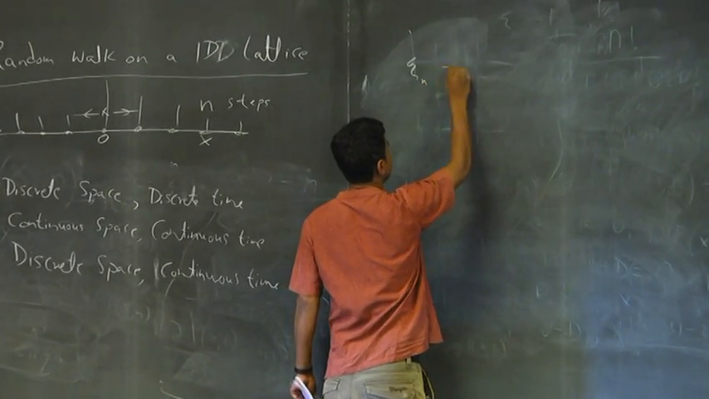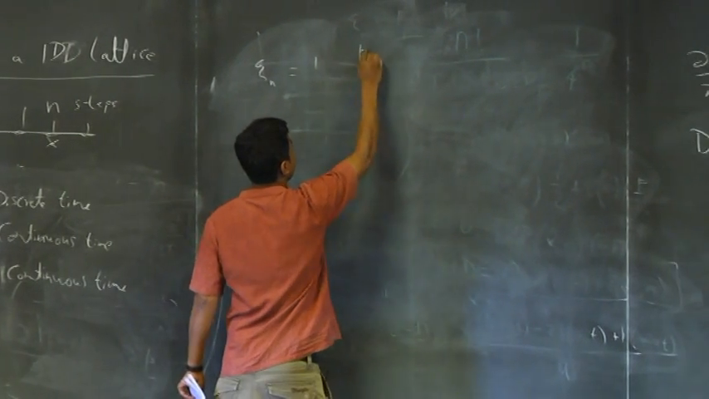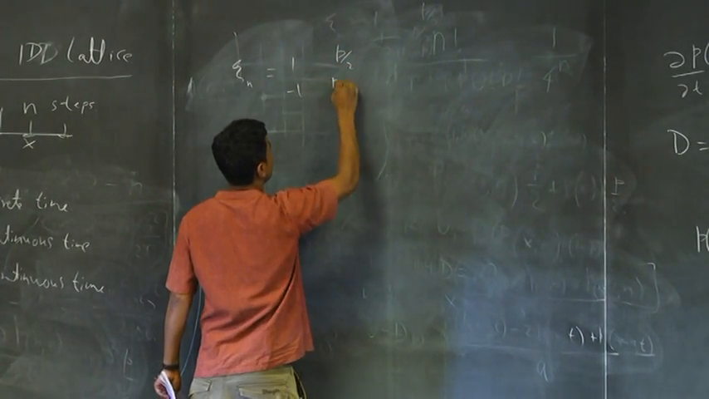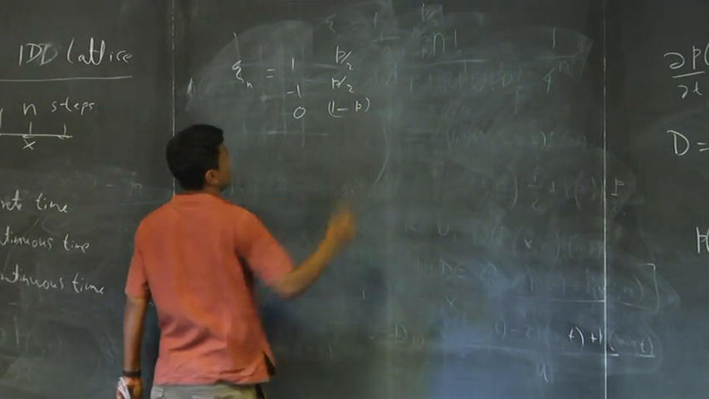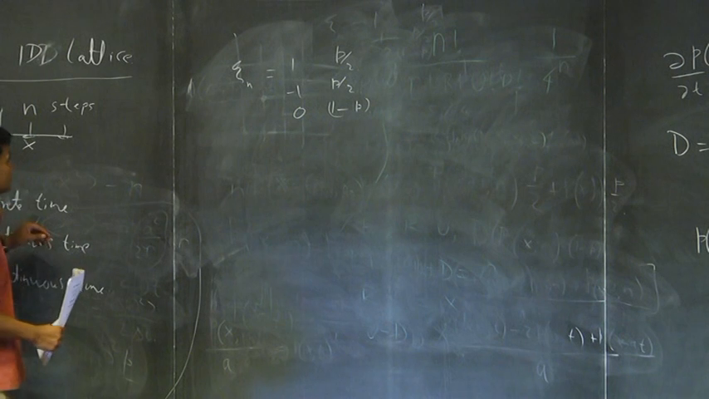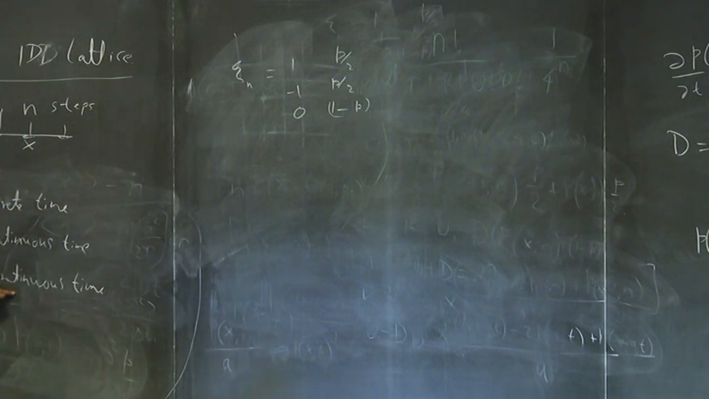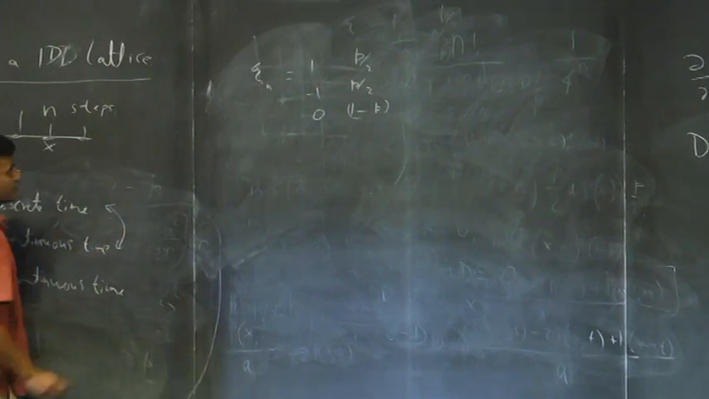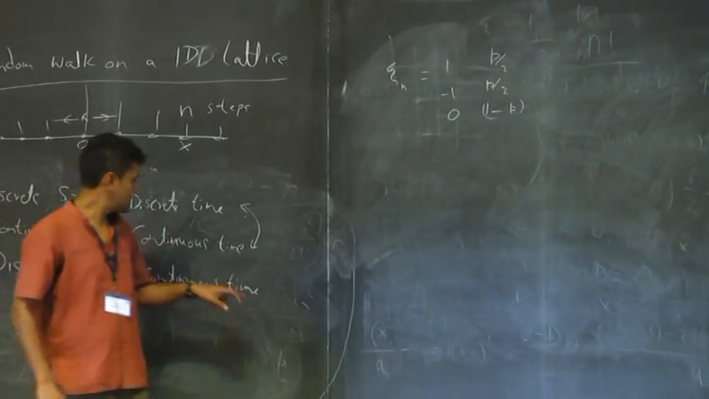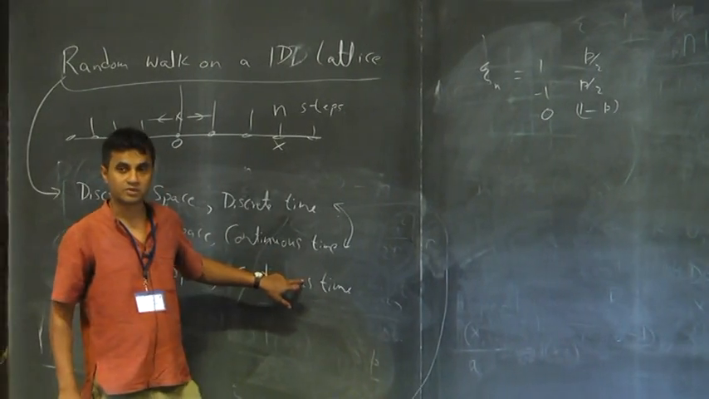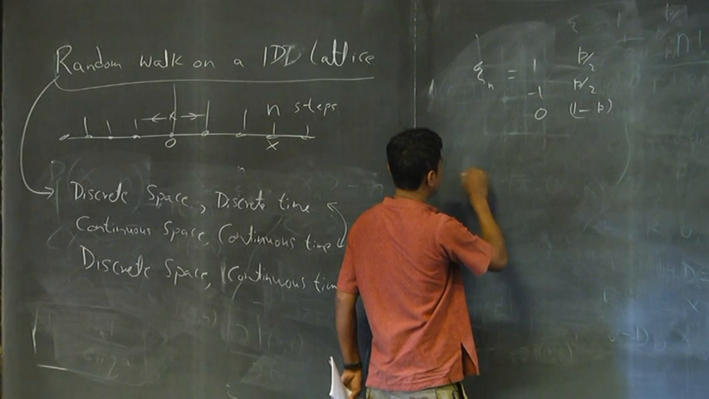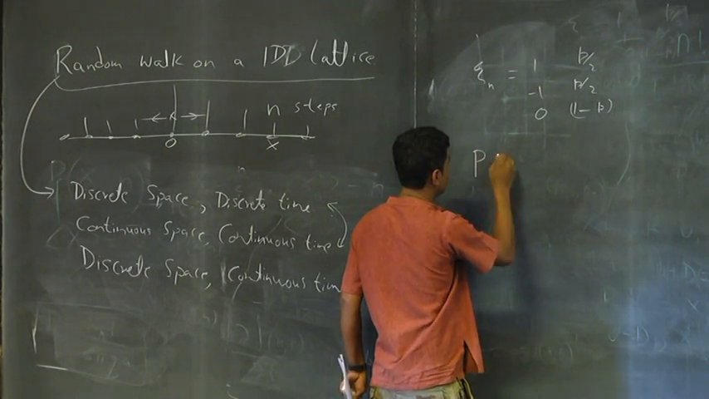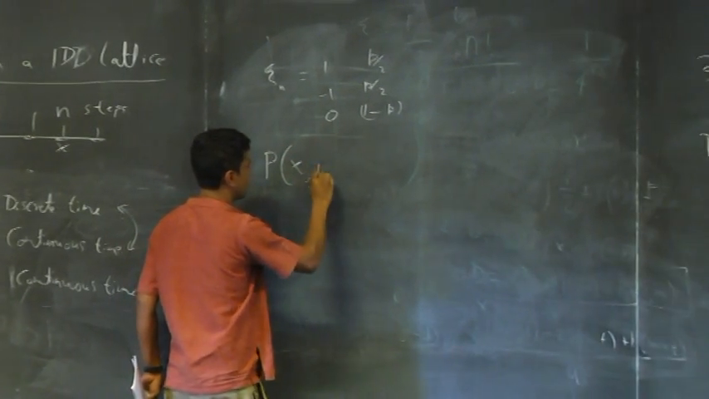Everything discrete, and you have 1 with probability p by 2, minus 1 with probability p by 2, and 0 with probability 1 minus p. We saw how to go from this to this to this, and now let's see how to go between these two descriptions. So basically we start with our master equation. So P of x.